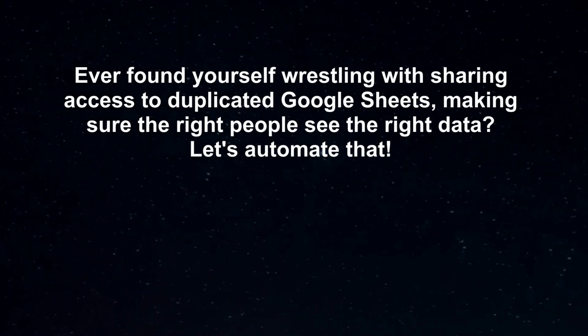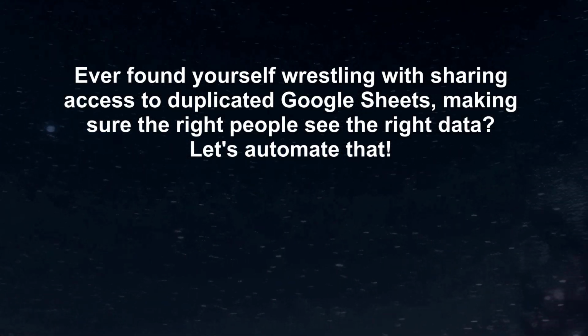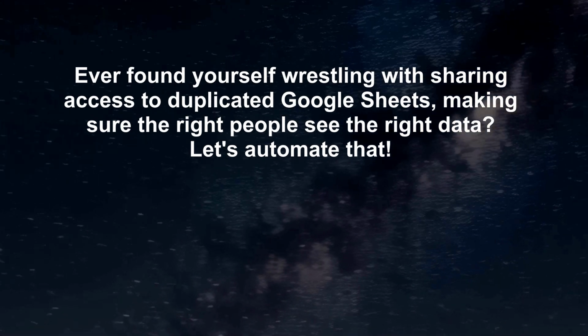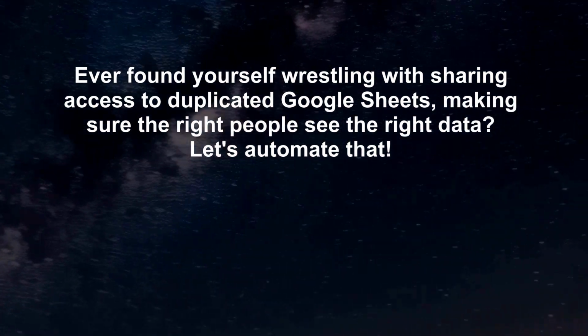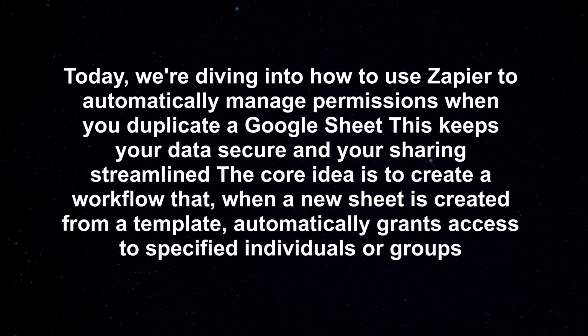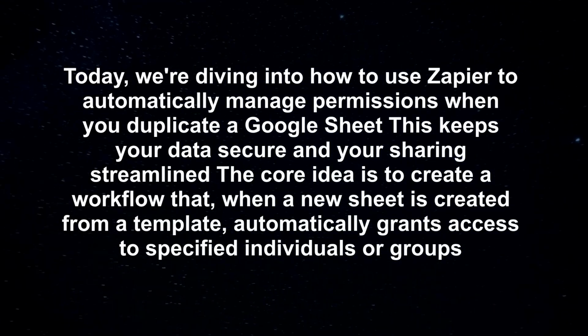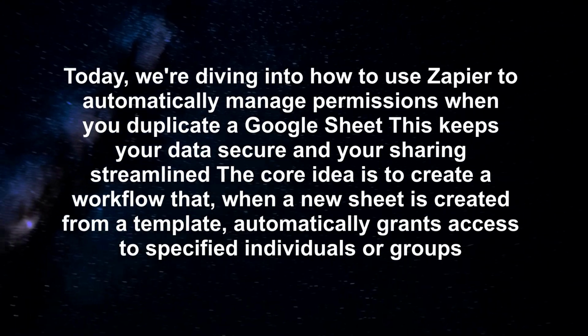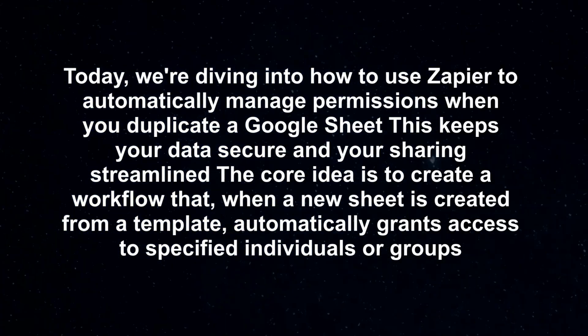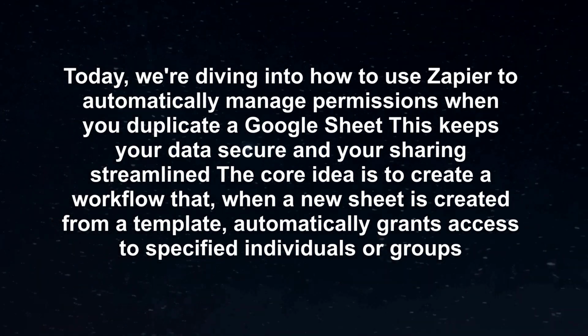Ever found yourself wrestling with sharing access to duplicated Google Sheets, making sure the right people see the right data? Let's automate that. Today, we're diving into how to use Zapier to automatically manage permissions when you duplicate a Google Sheet. This keeps your data secure and your sharing streamlined.